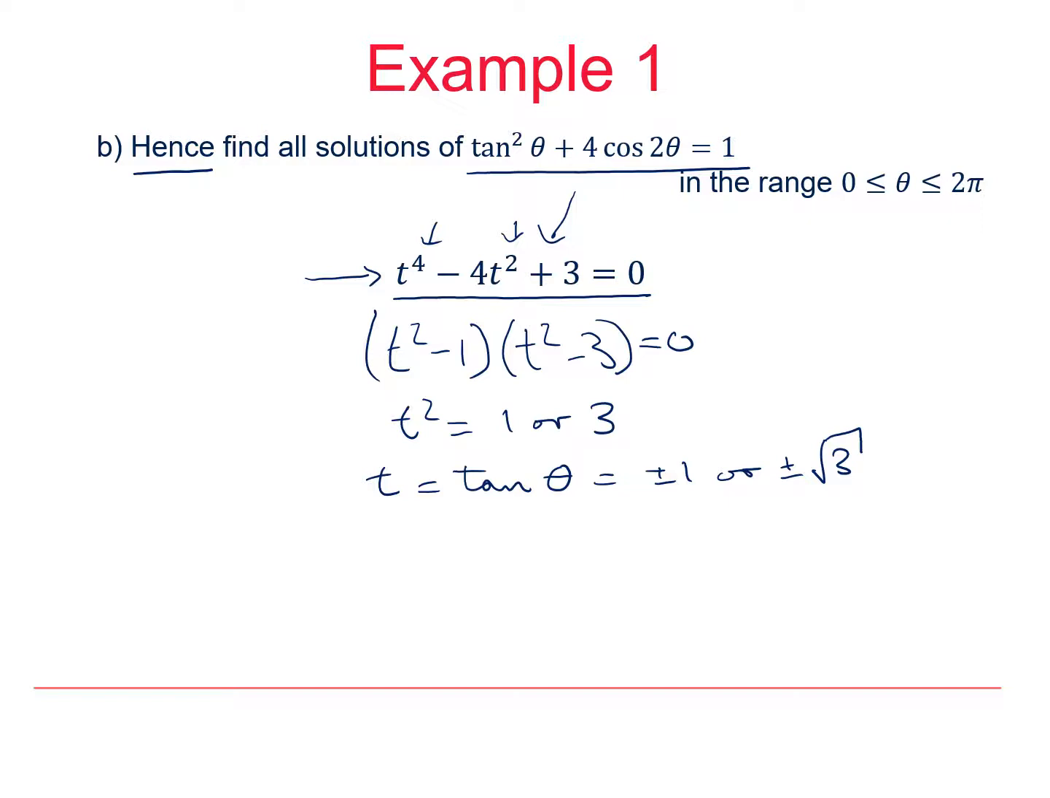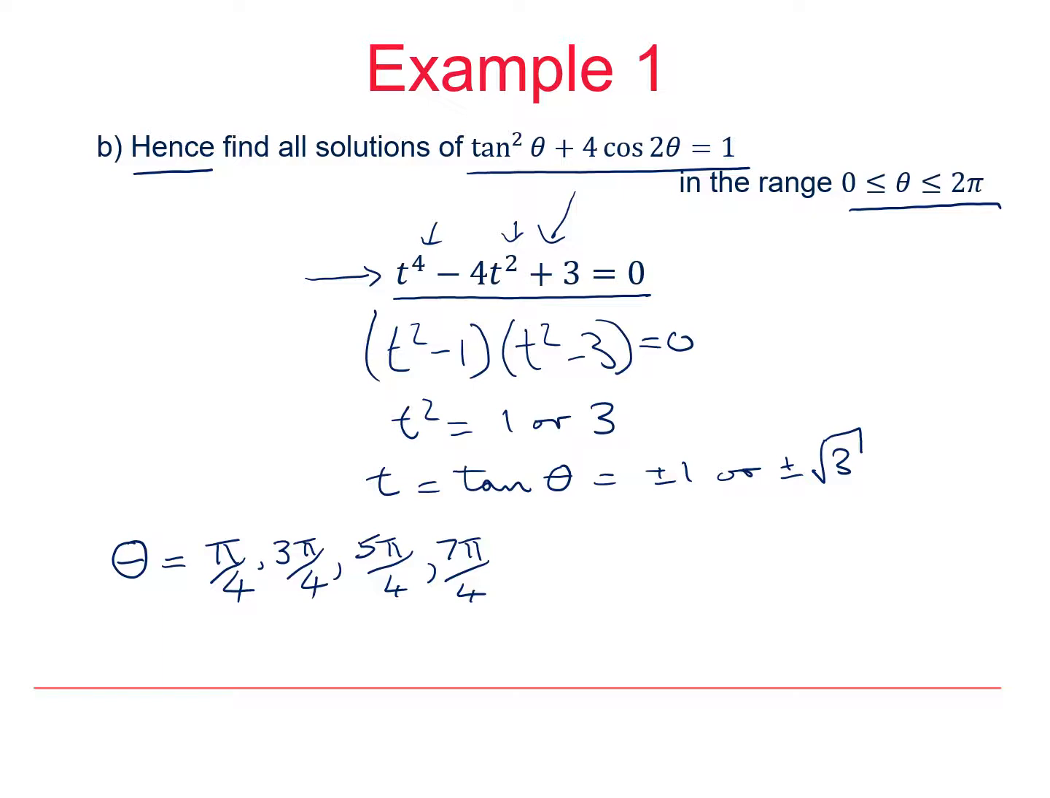And these are values that you should know. So theta is going to be equal to, when tan theta equals 1, that's pi over 4. And when tan theta equals minus 1, that's 3 pi over 4. And tan repeats every pi, so now I've got these two values. Another value would be 5 pi over 4 and 7 pi over 4. And those are all the values for plus and minus 1 in the range 0 to 2 pi.